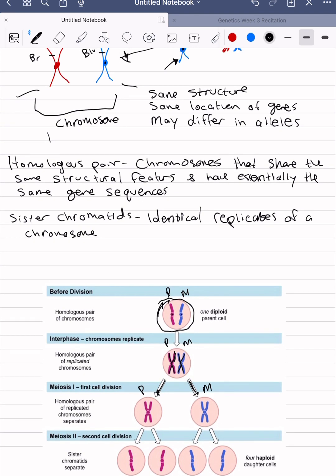In meiosis 2, what then happens is you have the sister chromatids, which then separate from one another. So this side of the central chromatid is going to go into one cell, whereas this side is going to go into another cell. Likewise, it happens the same to the other chromosome.